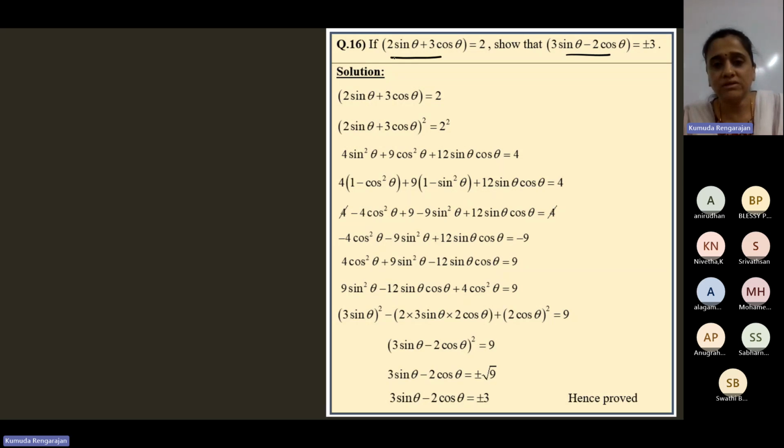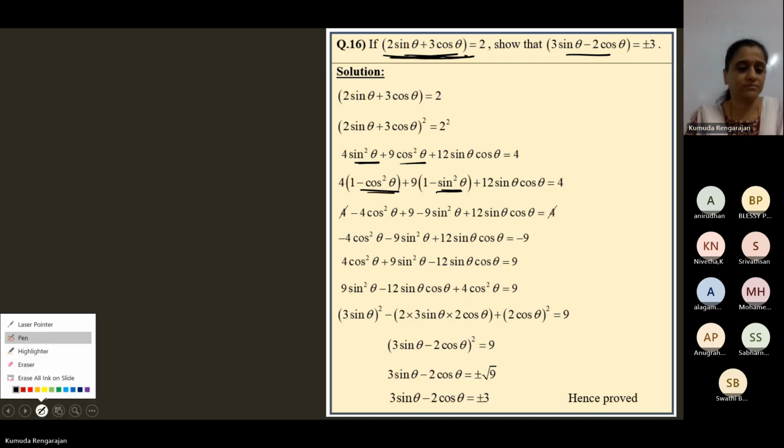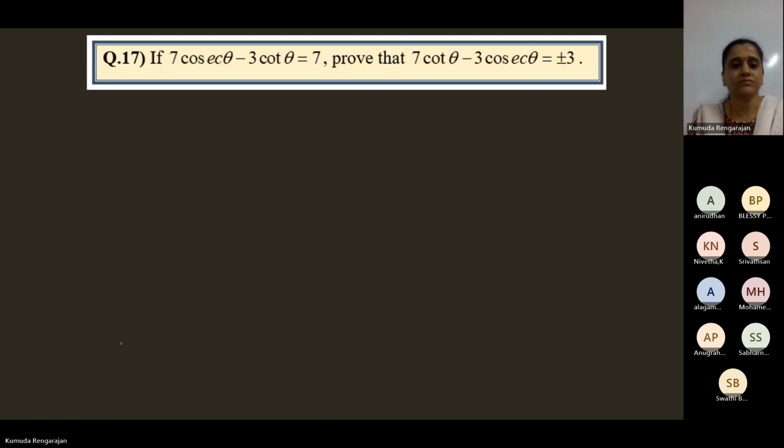In the second method, take up only this equation which is given, square it on both the sides. And then you must replace sin square theta with 1 minus cos square theta, and cos square theta with 1 minus sin square theta. That's it. I think you can try this yourself so you will be confident that you've understood. Try it in both the ways. Please do it in both the ways.